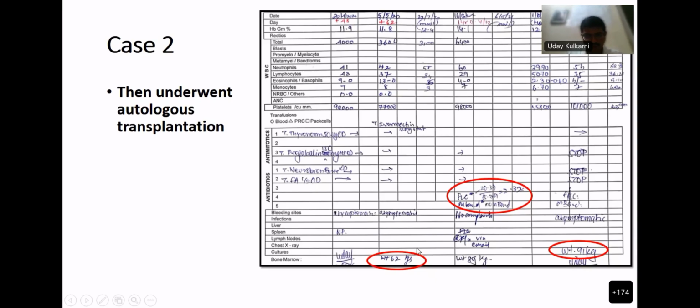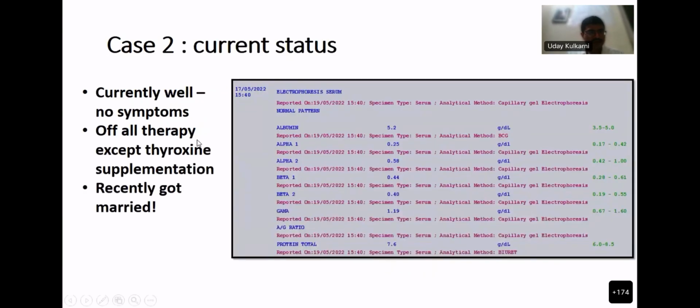And just to tell you how the disease responds, his weight when we did the transplant, just before the chemotherapy, was around 62. When he came for follow-up, it increased to 89 and 91. So, when we look at a lot of parameters for monitoring, weight is a very important clinical parameter that we use to monitor therapies. So this gentleman's general well-being improved after the transplant, and currently he doesn't have any symptoms. He's off all therapy, except for his thyroxine supplementation.